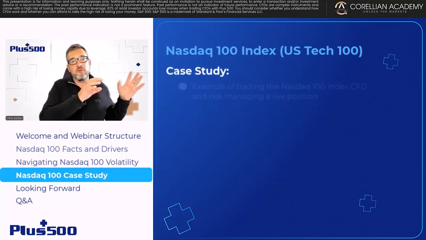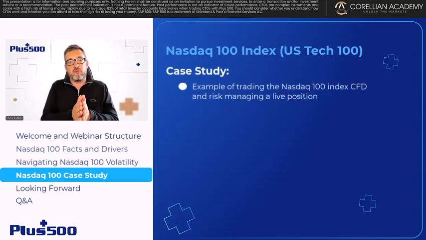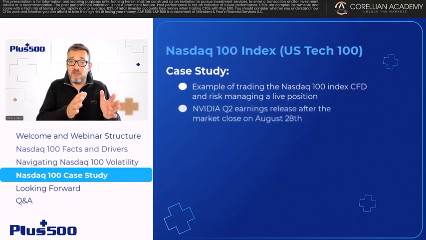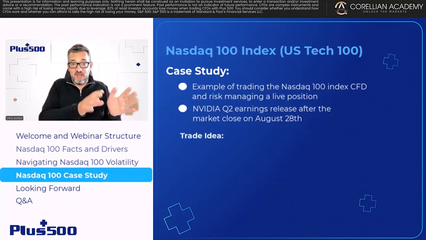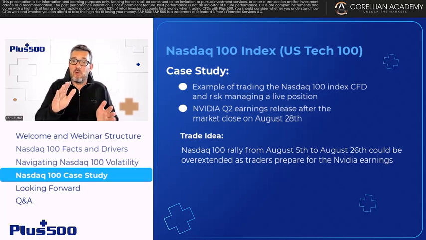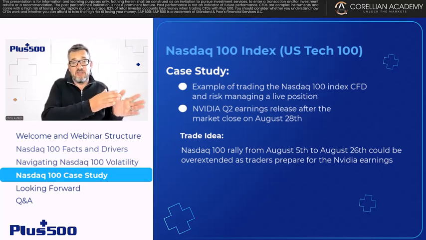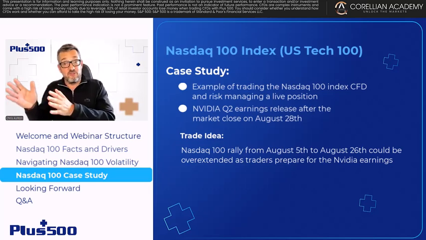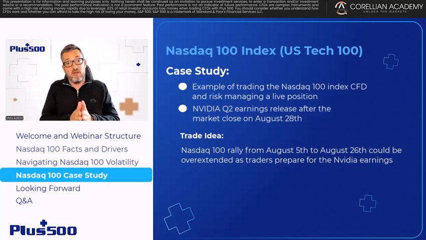Now, this case study is focused on providing an example of how you could have traded the Nasdaq 100 index CFD and risk managed a live position around the NVIDIA Q2 earnings, which were released after the market close on August the 28th. The trade idea formulating is that after such a strong rally in the Nasdaq 100 index from the lows at 17,354 on August the 5th, up to a high of 19,844 on Monday, August the 26th, the market is a little overextended into such an important set of numbers from the third biggest company in the index.